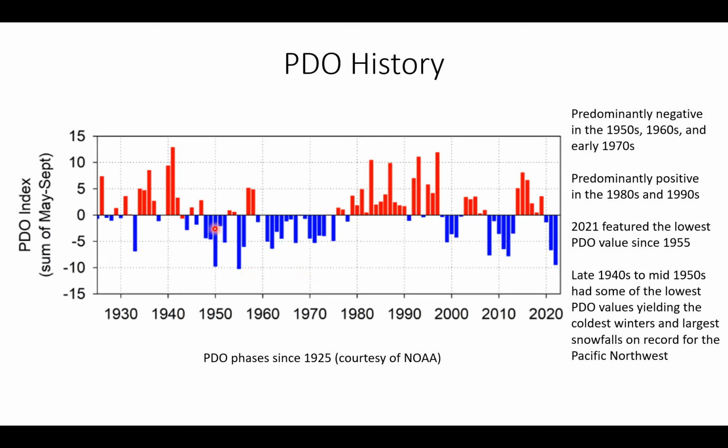Now the late 1940s to the mid 1950s had some of the lowest PDO values on record, yielding the coldest winters and the largest snowfalls on record for those of you living in the Pacific Northwest. So it really goes to show you that the values of the PDO, whether you're in a positive phase or a negative phase, and those sea surface temperature anomalies immediately off the west coast of North America can really have some major impacts on what type of winter you see. And we're really demonstrating that with the late 1940s to mid 1950s, with the coldest winters and largest snowfalls on record closest to those lower than normal water temps in the Pacific Northwest.